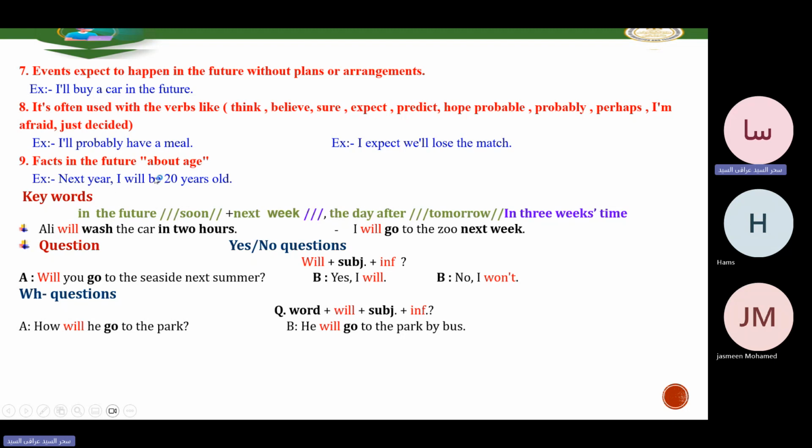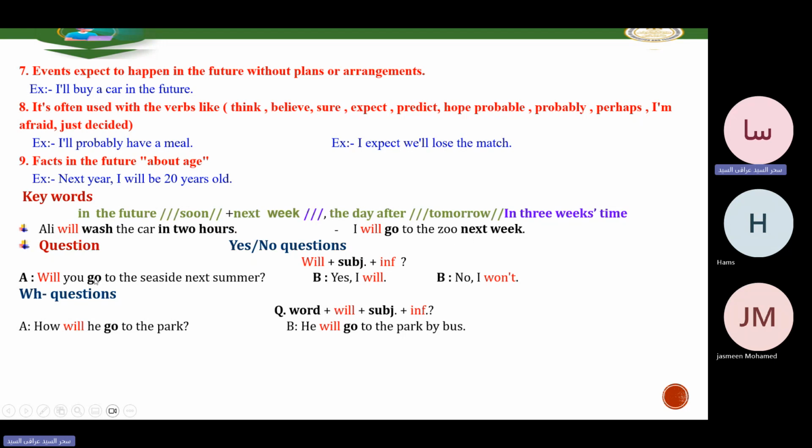We can use will also when we talk about facts in the future, especially about age. When you want to talk about facts in the future, you can use will. Next year, I will be 20 years old. Okay. These are the most common keywords to express future: in the future, soon, next week, the day after tomorrow, in 3 days' time, and so on. For example, Ali will wash the car in 2 hours. I will go to the zoo next week.